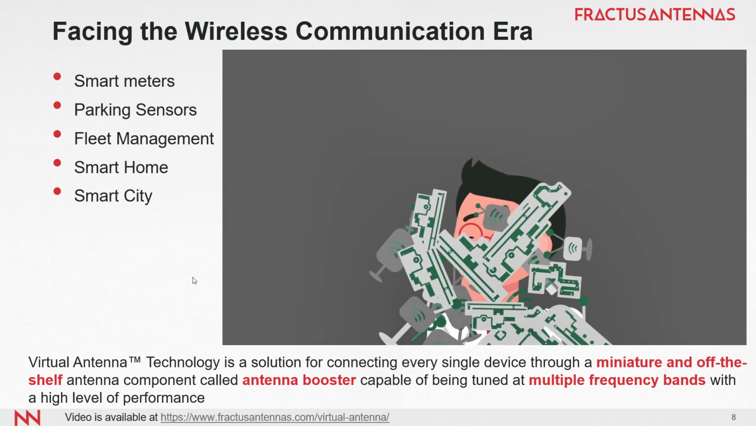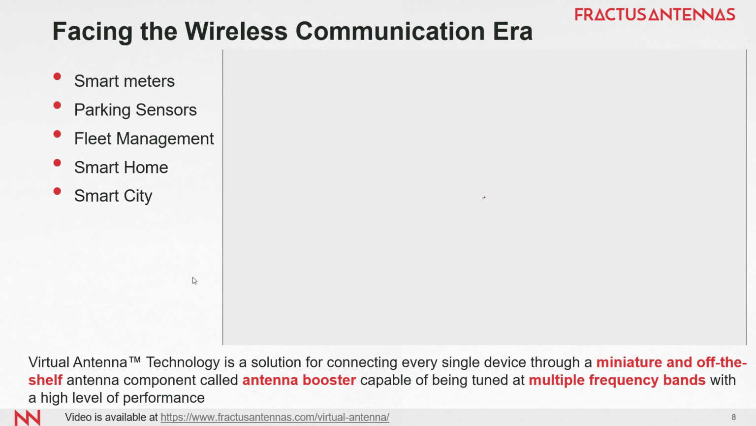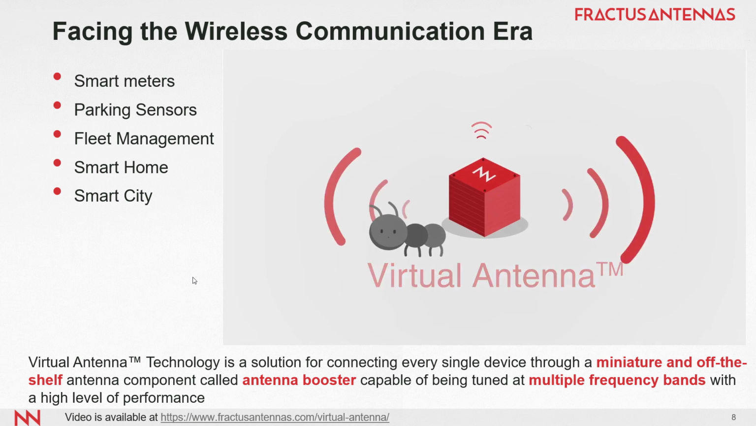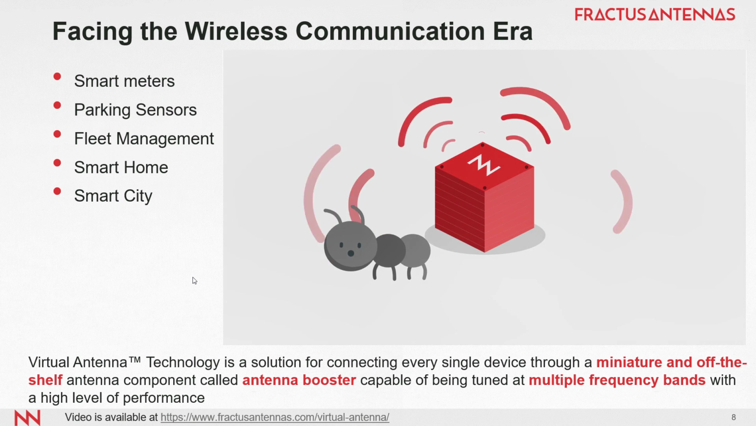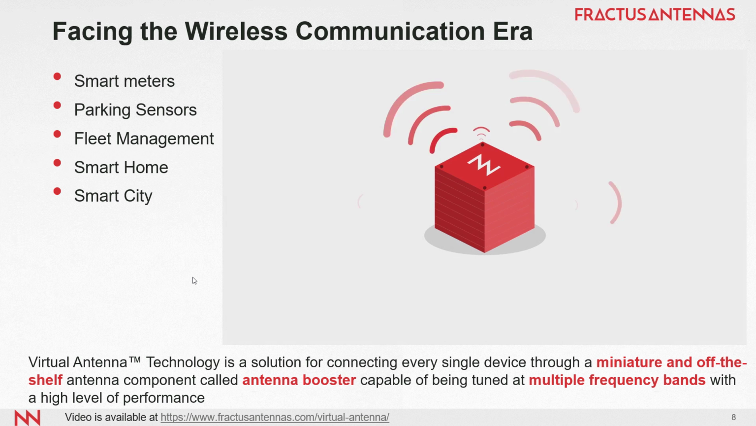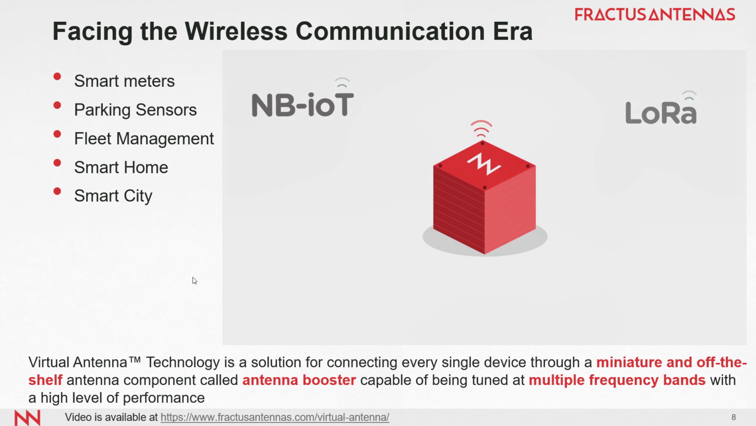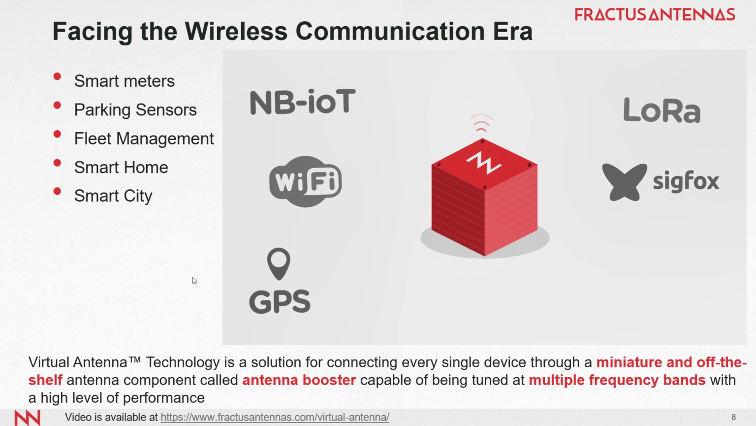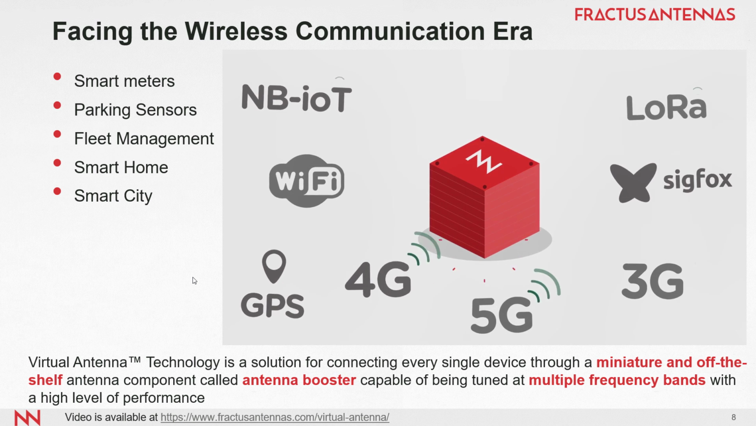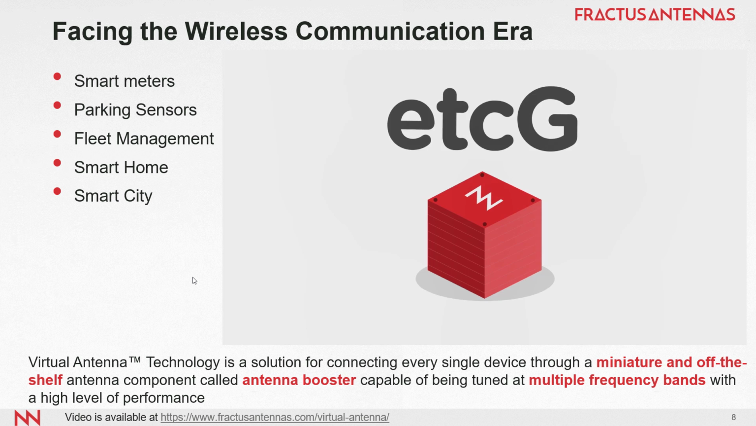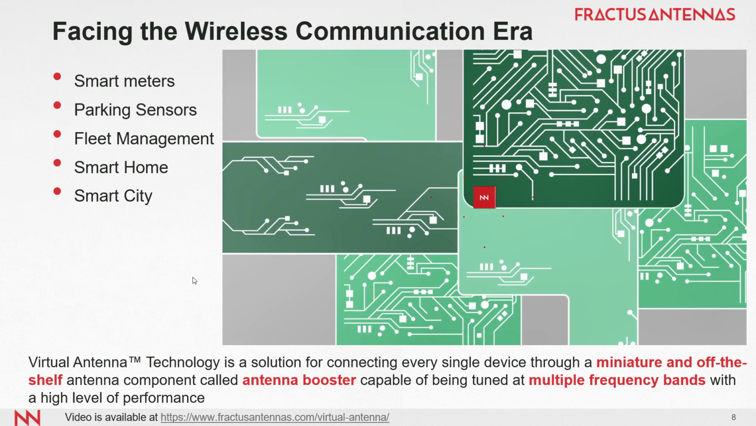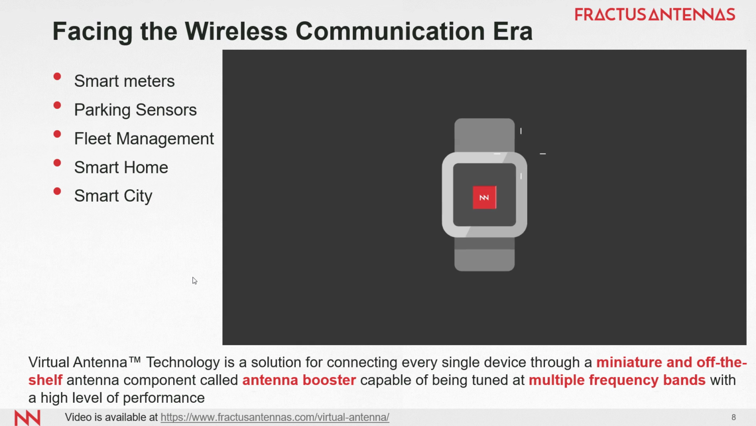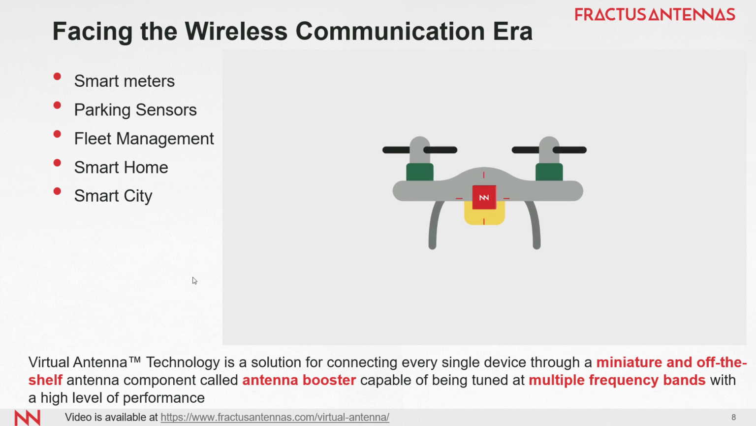But now, your antenna nightmares are over. Introducing the one, the only virtual antenna. This little genius is multiband. It works to any standard or frequency. NB-IoT, LoRa, Sigfox, Wi-Fi, GPS, 3G, 4G, 5G, or whatever G they come up with next, probably 6. And because it's tiny and delightfully versatile, it'll fit in any wireless product, regardless of the form factor and frequency band.